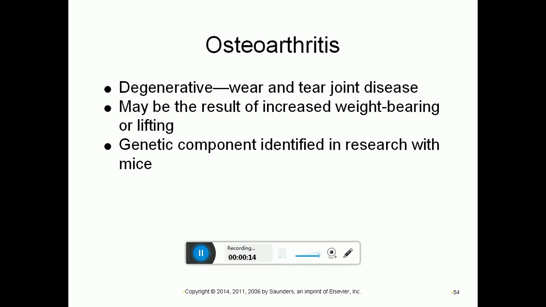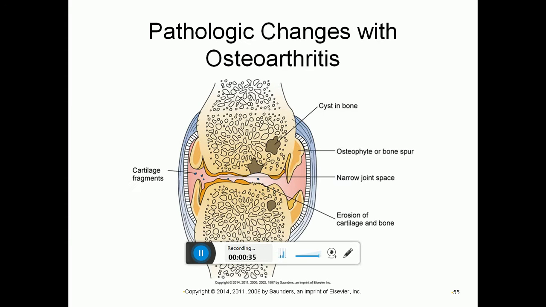It's caused by normal wear and tear of the joints, and it usually happens in the weight-bearing joints, so in the knees and hips, and it's very common to happen in the small joints of the hand and then in the wrist. There is a genetic component that has been identified in mice, so it would be interesting to find out if that holds in humans as well.